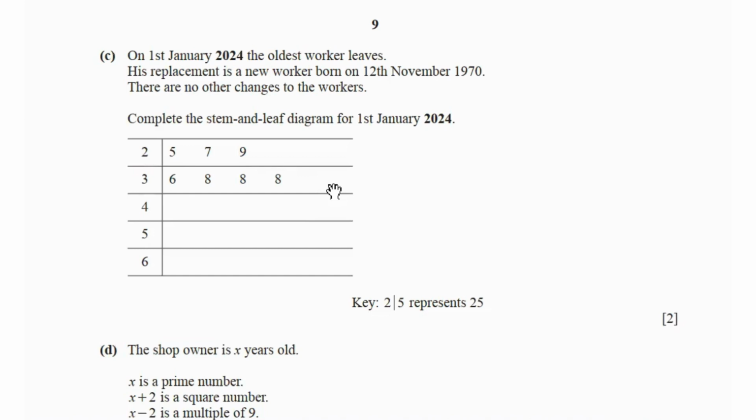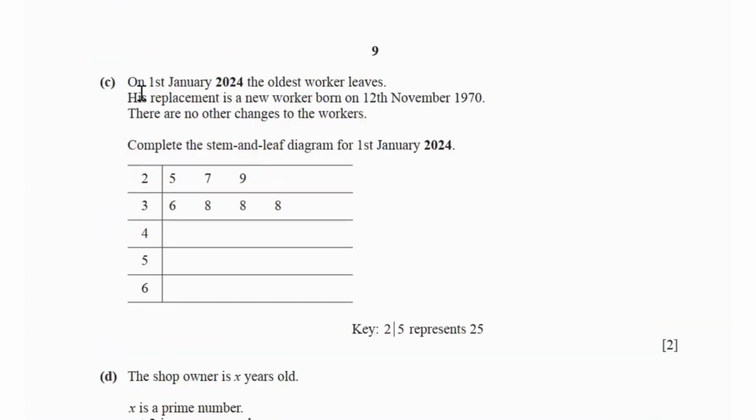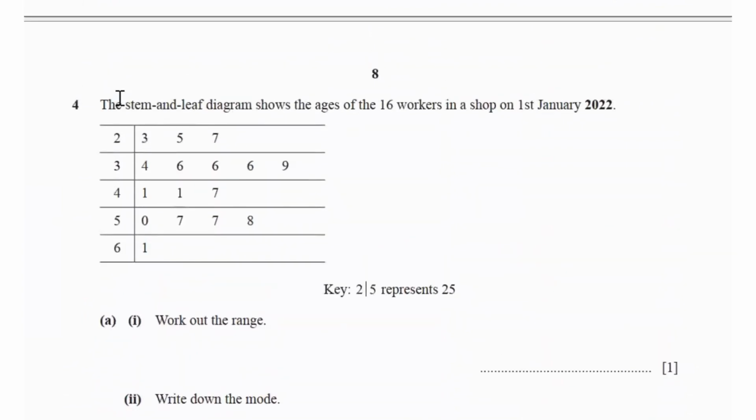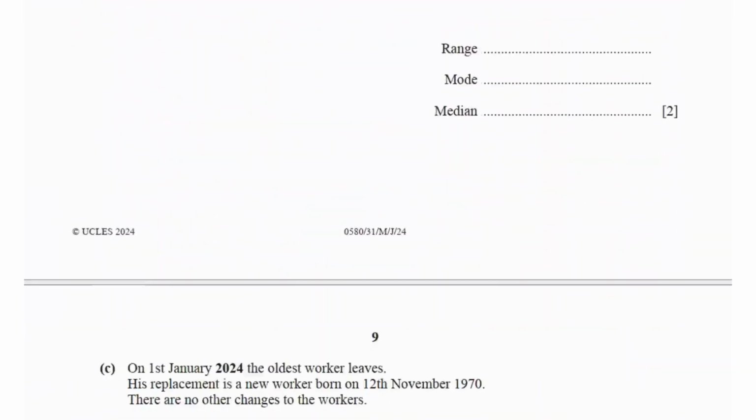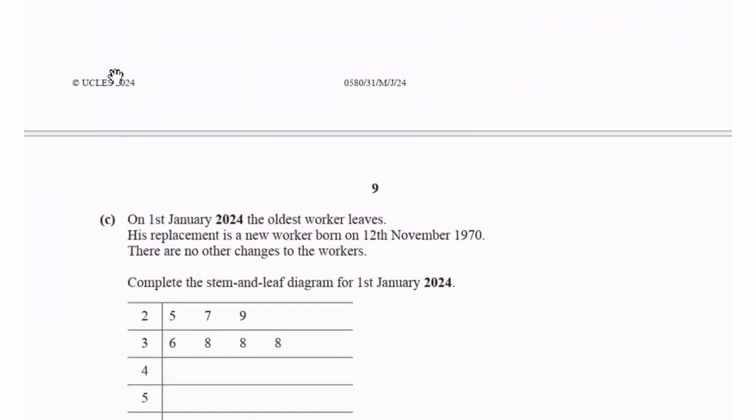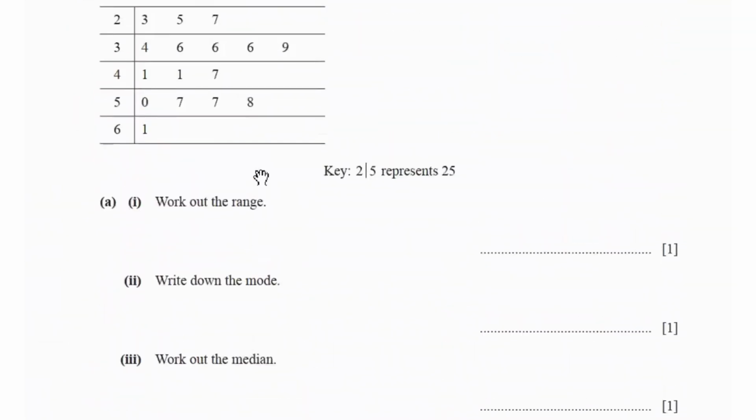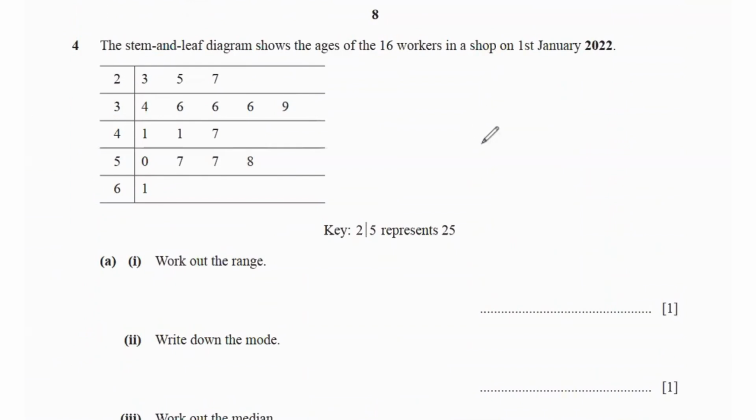So for this, if we compare it, 23, 25, 27. So they've added 2 years now. 23 is 25, 25 is 27, and 27 is 29. So we're going to add 2 years to each of these ages. So that means for 40, it's going to be 43, 43, 49, 52, 59, 59, 60.